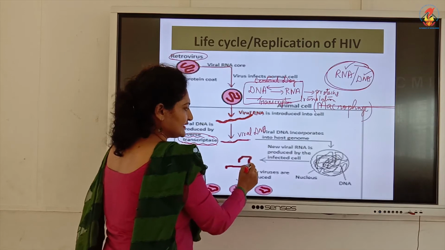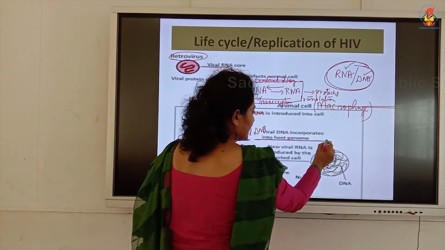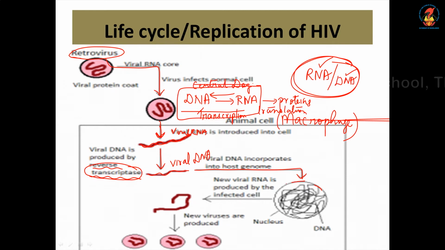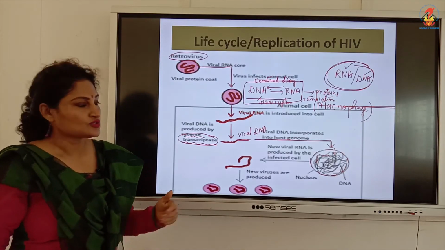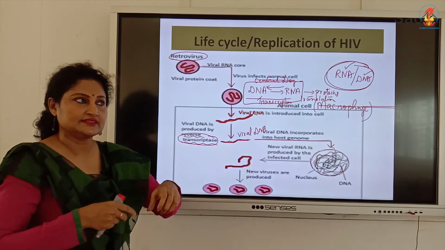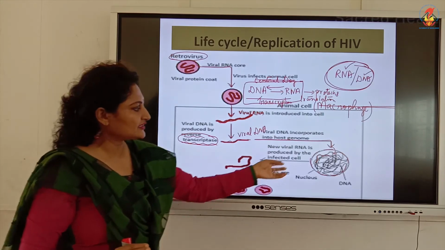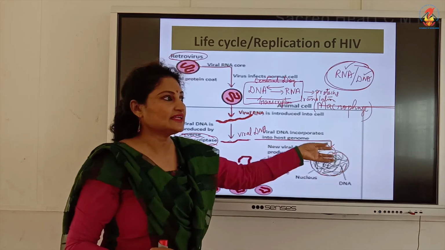Now this viral DNA, see where's the arrow going? It's getting into the nucleus of the host. And we know the property of the nuclear membrane, it has pores. So through the pores it enters the nucleus. So this viral DNA gets into the nucleus. How? Through the nuclear pores. And once it enters the nucleus, it gets incorporated into the host genome. The host is having DNA. So now this viral DNA gets incorporated into the host DNA. So we get host DNA plus the viral DNA.